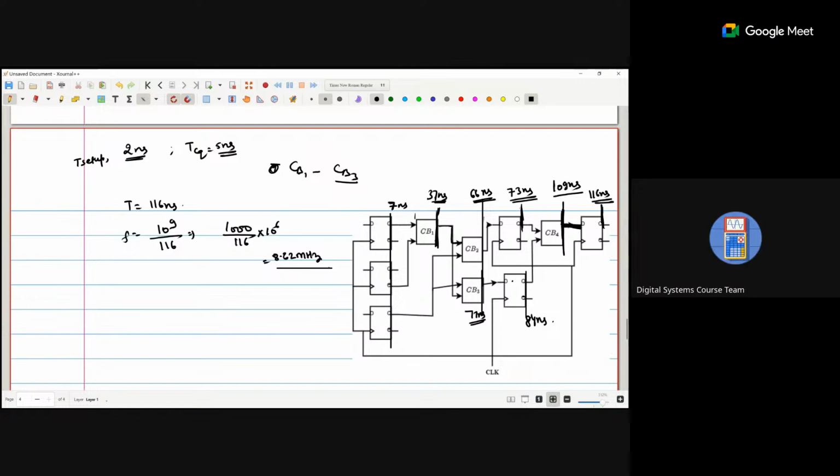So when we start from here, here to here it will take 59 nanosecond. From CB1 to CB2 we are taking 59 nanosecond, whereas CB1 to CB3, we are taking 70 nanosecond. Now CB4 is just 25. So 70 plus 25.